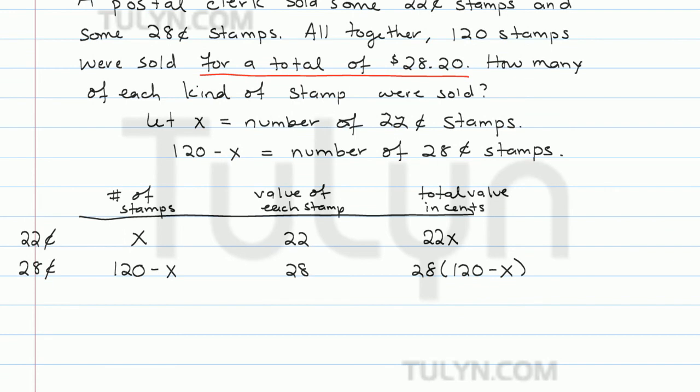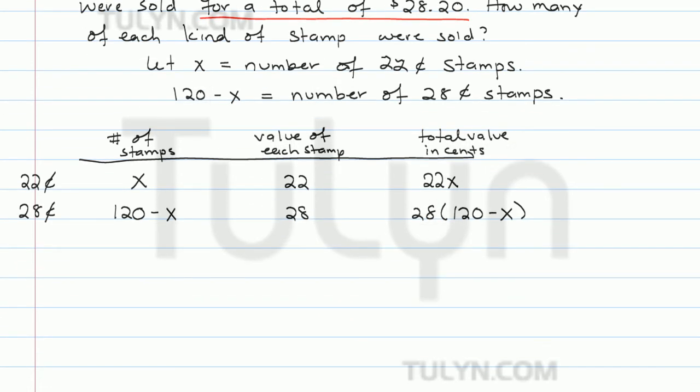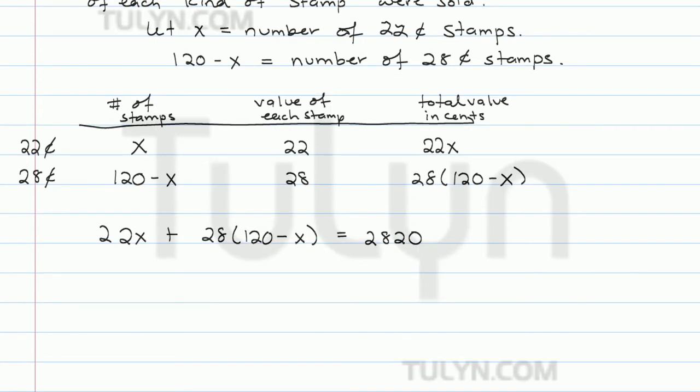So finally, to set up the problem, we know that all the stamps were sold for $28.20, in other words, 2,820 cents. I want to write it all in cents. So we can say that the total value of the 22-cent stamps plus the total value of the 28-cent stamps is equal to $28.20, or 2,820 cents. So now we have a linear equation, and we want to solve for X.